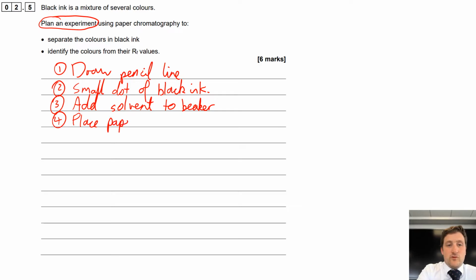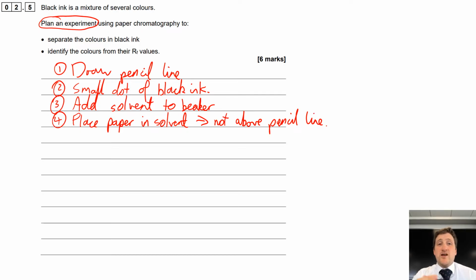But for all those people who have done this practical, you know a really important thing is the solvent level is below, not above, the pencil line. Okay, the rookie error with this one is you just chuck the paper in, and if the pencil line goes into the water or into the solvent, everything's ruined. You start again. So it's making sure we say that bit. We then let it run, and then we mark the solvent front. If you remember, we do that in pencil. We mark solvent front.